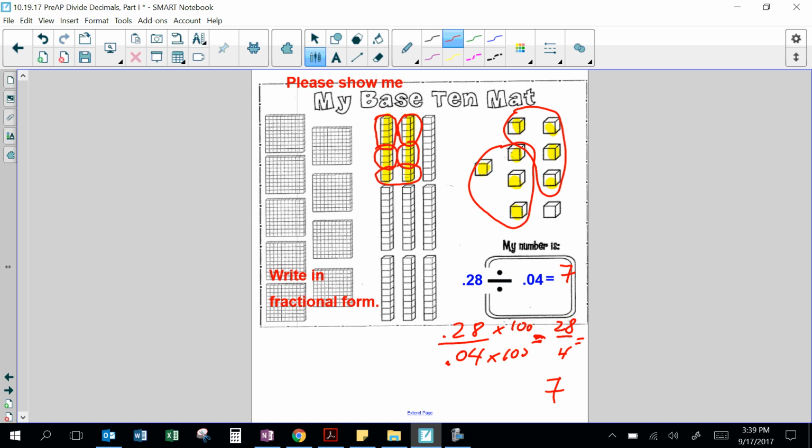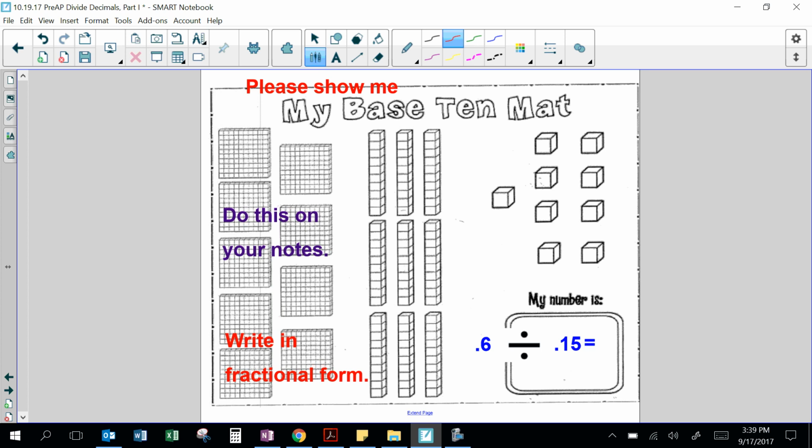However, let's make it a little harder. This is where it gets a little more confusing. We have 6 tenths. Let me shade in 6 tenths. I need to divide this into groups of 15 hundredths. So this would be 1 group of 15 hundredths, 2 groups of 15 hundredths, 3 groups of 15 hundredths, and this is the fourth group of 15 hundredths.